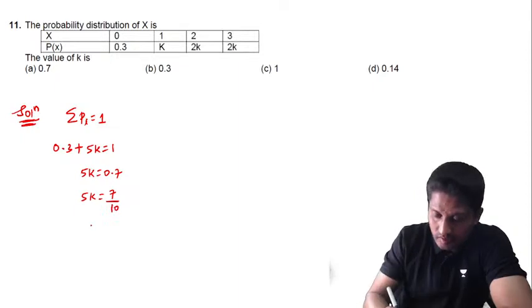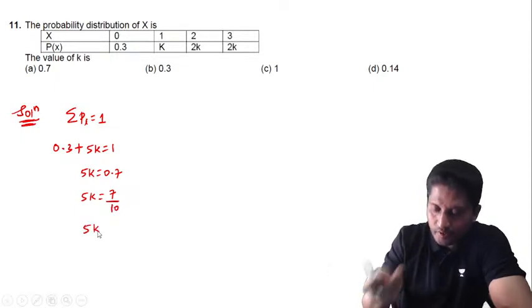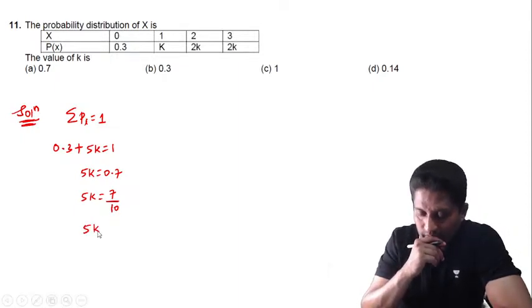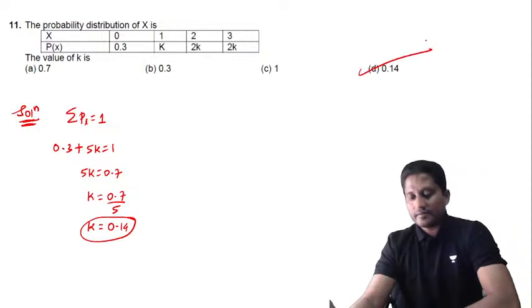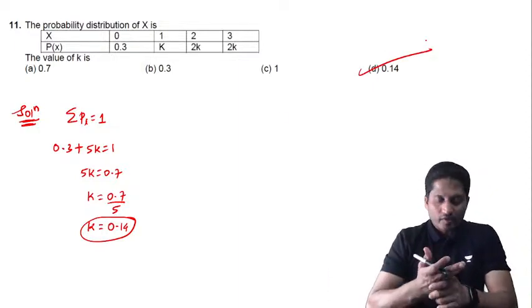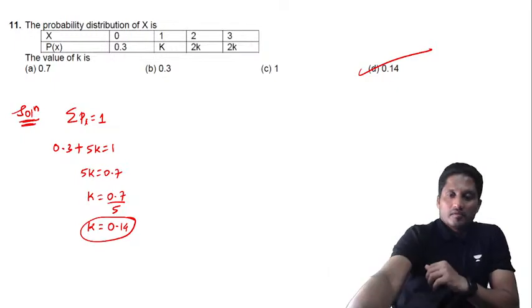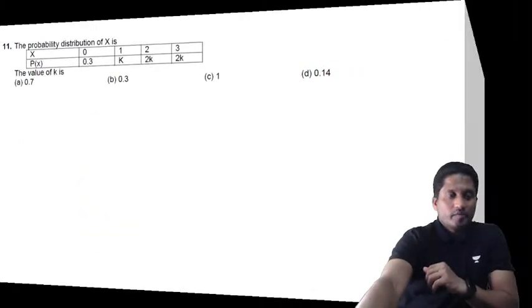Okay, now 5k is equal to 0.7, right? 0.7 by 5 will be equal to 0.14. So directly I can do here itself. I can divide this. You get k is equal to 0.7 upon 5. Okay, so this is equal to 0.14. Isn't it, guys? Answer is option D. Right, let's move to the next question.